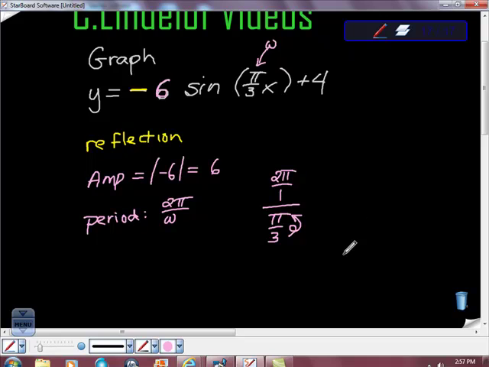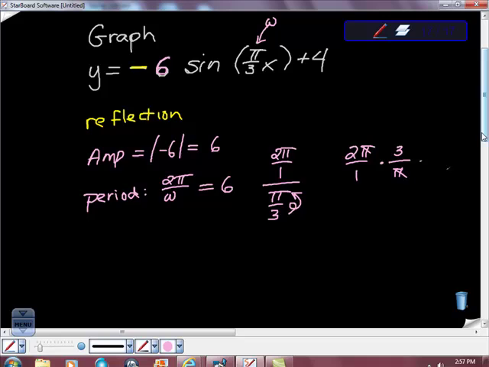We have a complex fraction. So to solve a complex fraction, you just take the fraction in the numerator times the reciprocal of the fraction in the denominator. So the reciprocal of pi thirds is 3 over pi. Pi cancels, doesn't it? Gives us 2 times 3 is 6, so we have a period of 6. I swear to God, this is just a coincidence, right? So I'm going to go ahead and start graphing.